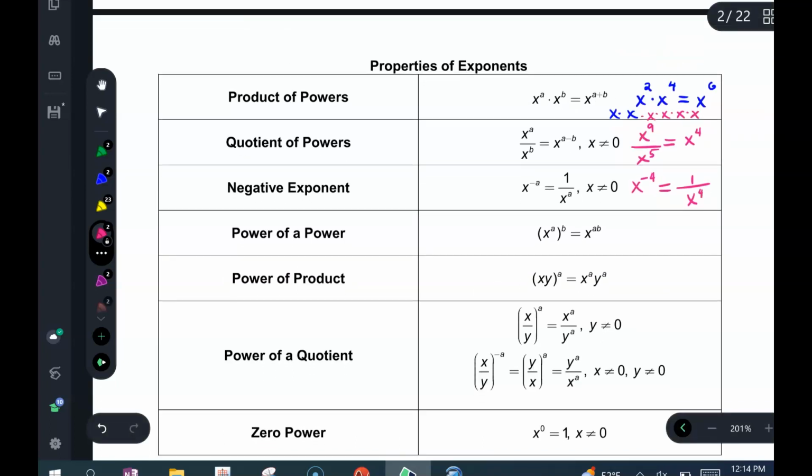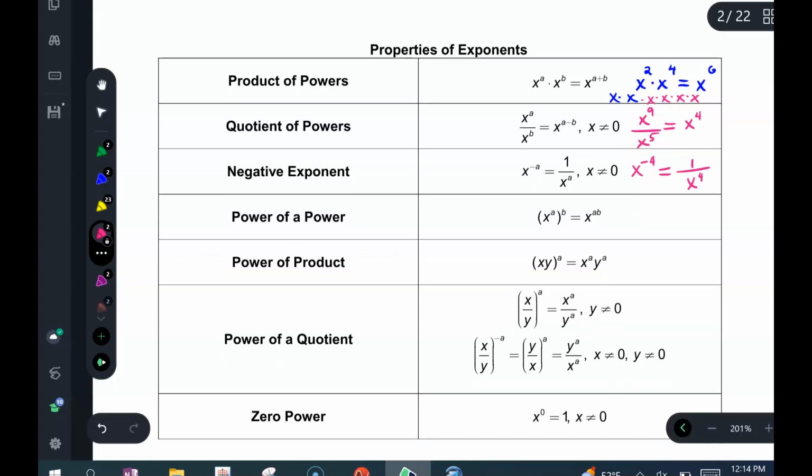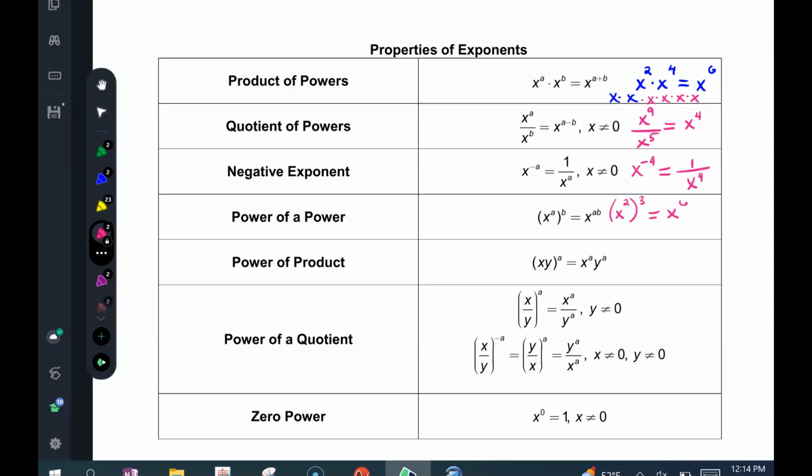Now, what's the difference between power of power and product of powers? Sometimes we get these mixed around. It's on the outside. We're multiplying. So for example, if I said x squared raised to the 3rd power, that becomes x to the 6th. Why? Well, we have 3 x squareds.